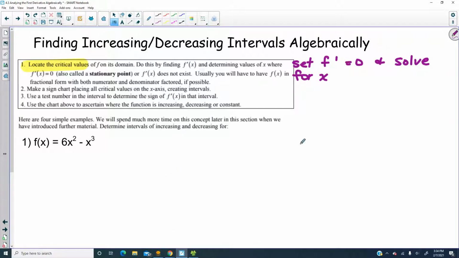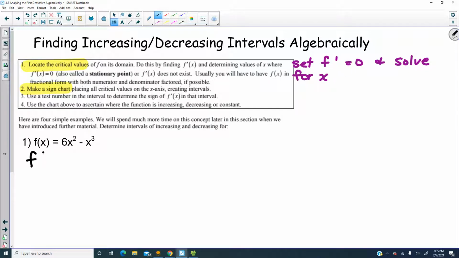Then you're going to make a sign chart placing all the critical values on the x-axis. Okay, so let's just do the first step first. We're going to find the critical values. So that means set f prime equal to 0.